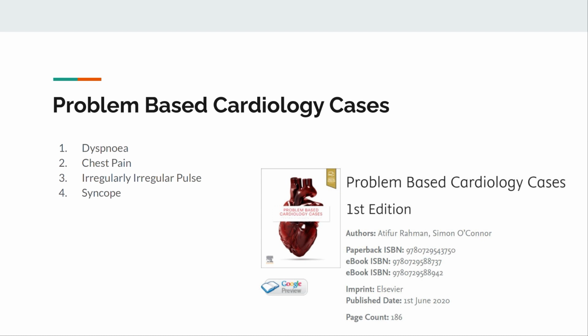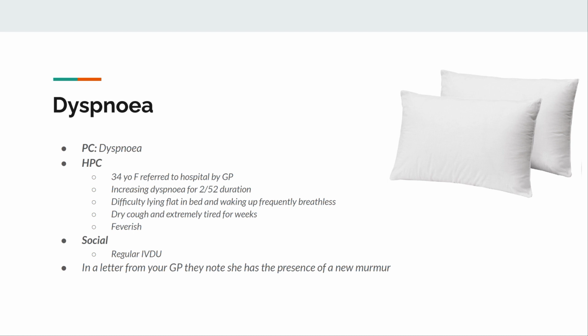So I want to talk about some complaints first. So dyspnea. The OSCE station would say, she's a 34-year-old female with increasing dyspnea. Take a history and provide some differential diagnoses. So the history is that she's 34 years old, she's had 2 weeks of shortness of breath, she has difficulty lying flat in bed, and she wakes up frequently short of breath. She has a dry cough and she's extremely tired, but she also has a fever. On social history, you discover that she regularly uses IV drugs. And the GP who sent her to the hospital has noted the presence of a new murmur on cardiovascular examination.